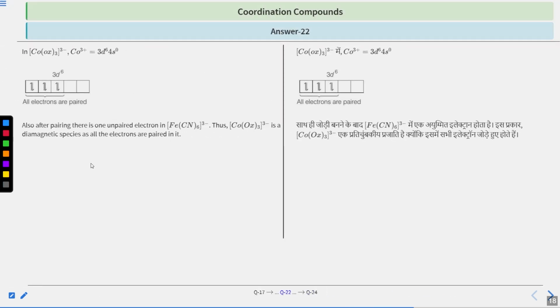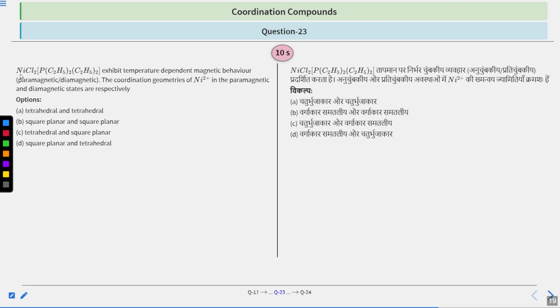Okay, now let's move on to the next question. Question number 23. NiCl2 (PEt2)2 exhibits temperature dependent magnetic behavior, either paramagnetic or diamagnetic. The coordination geometries of Ni2 positive in the paramagnetic and diamagnetic states are respectively. We have to tell the coordination geometries of Ni2 positive in both the magnetic behavior states. Options are tetrahedral and tetrahedral, square planar and square planar, tetrahedral and square planar, or square planar and tetrahedral. You have 10 seconds to solve this question. After that, we will see the answer.